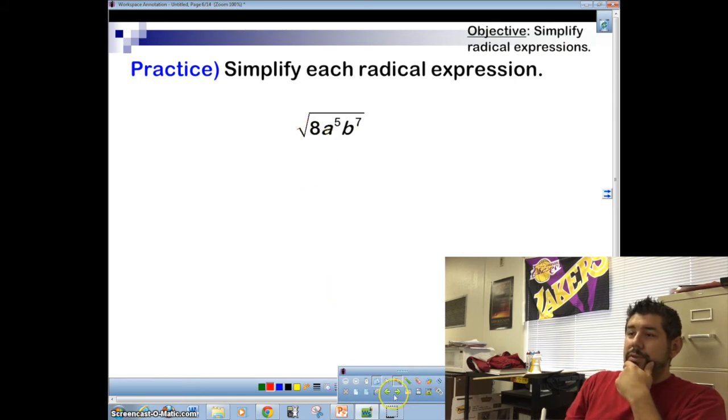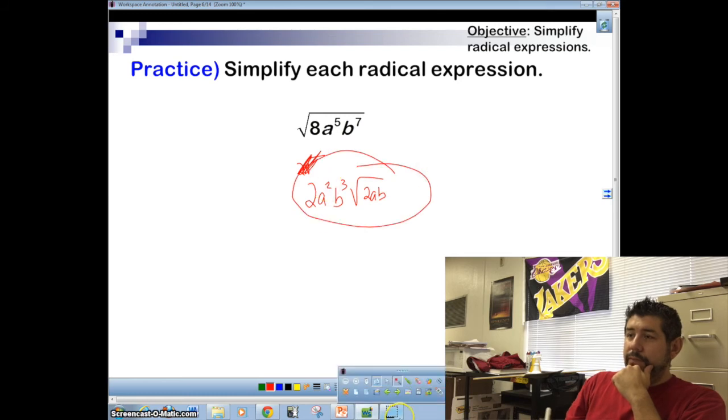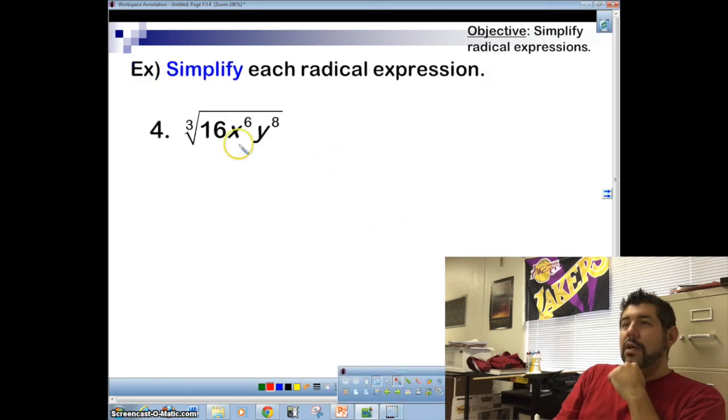Okay, we'll skip this one. You can write it down and try it out, but I don't want to spend too much time on this. If you want to know what the answer is real quick, it's going to be 2 root 2a to the 2nd, b to the 3rd, square root of 2ab. Okay, so that's the answer. Let's go on to the next one.